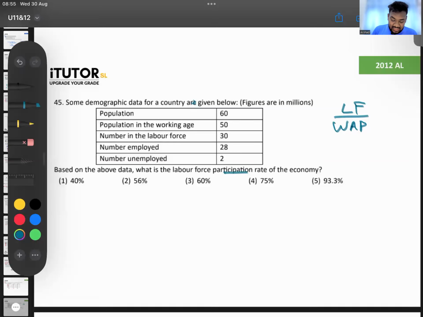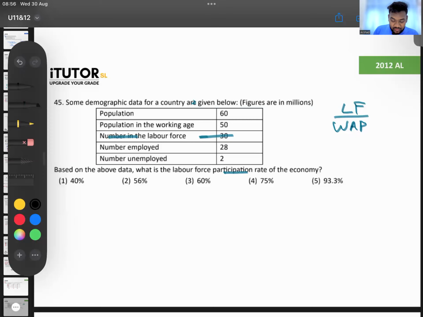So my labor force here is 30. Now, if they had not given me this 30, can I still do the question? I can still do the question. How? Because the labor force is the addition of the number of people employed and unemployed. In usual questions, they don't give you the labor force. This question, they have made it easy. They have given you the labor force.